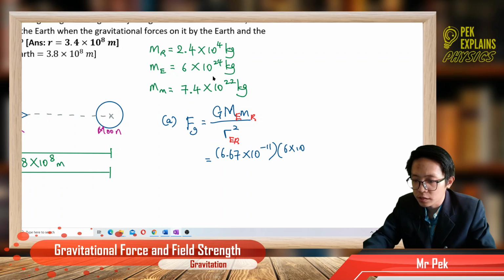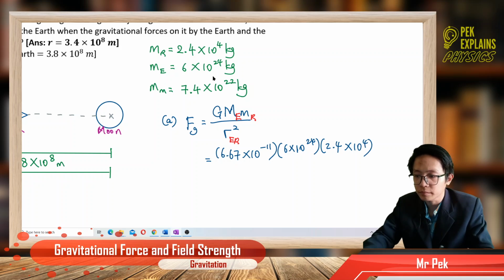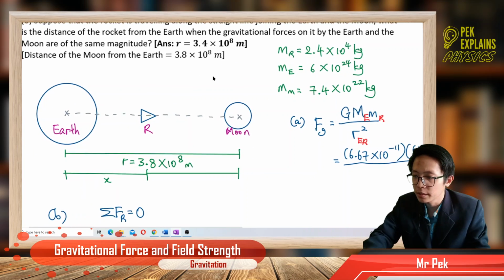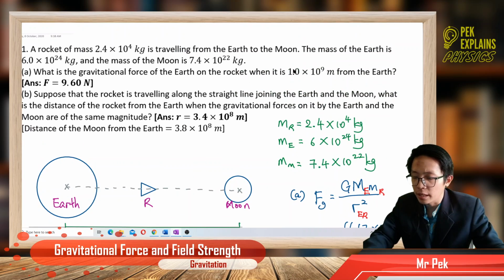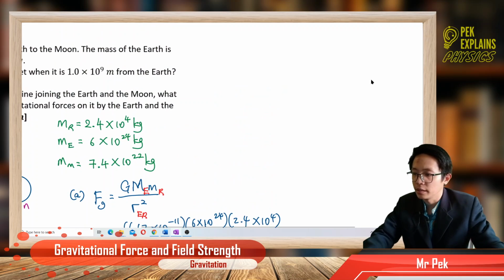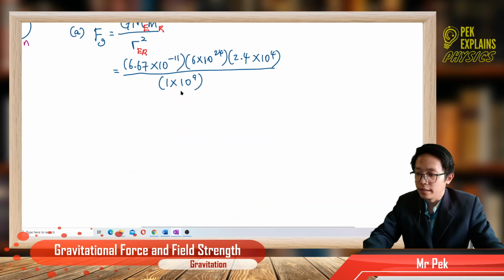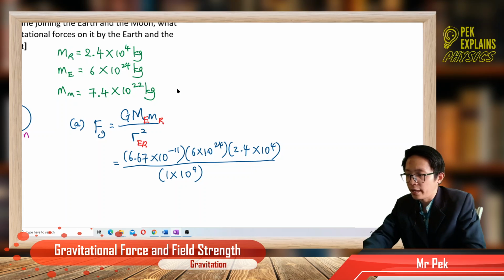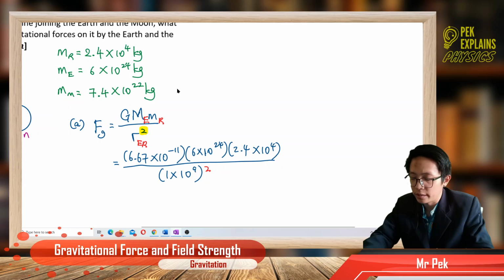Mass of Earth 6 × 10^24. Mass of rocket 2.4 × 10^4, divided by the distance between them. The distance between them is given, 1 × 10^9 from the Earth. Don't forget your square. Many students forget about the square. Remember, you need to square the r.